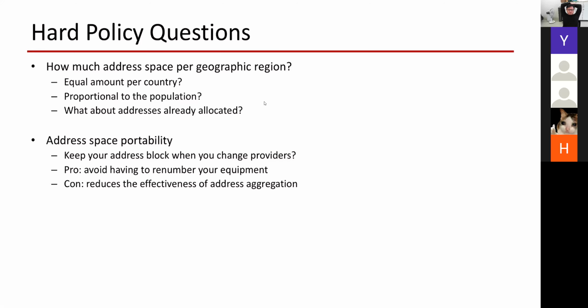So, address space portability. Keep your address block when you change a provider. We call this a handover issue, and we're going to talk about this. Keep your address block when you change providers. Meaning, I want to keep my addresses even if I change from KT to SKT. That is cool, right? I don't depend on my ISP. I can maintain my own ID. The pro is that you avoid having to renumber your equipment. The cons are that it reduces the effectiveness of address aggregation, meaning your ISP will never allow you to do that.